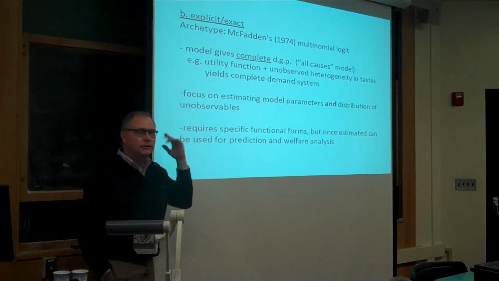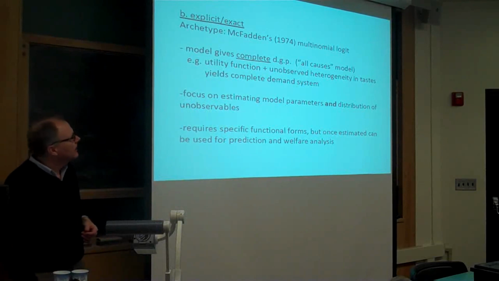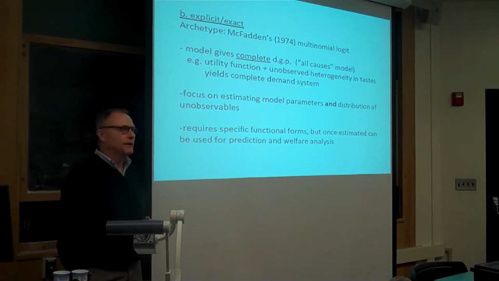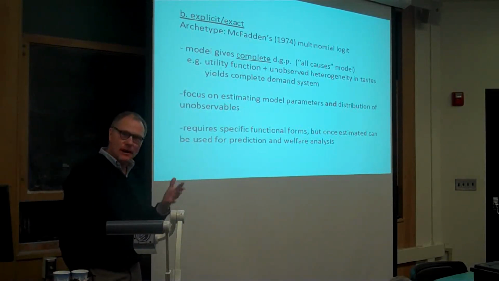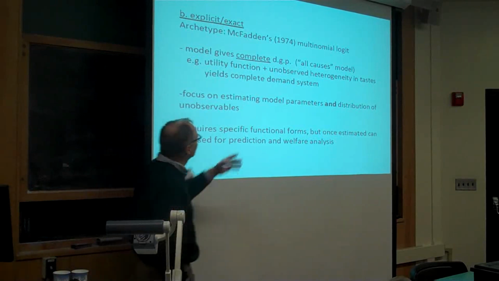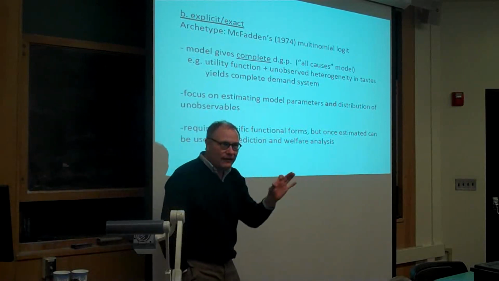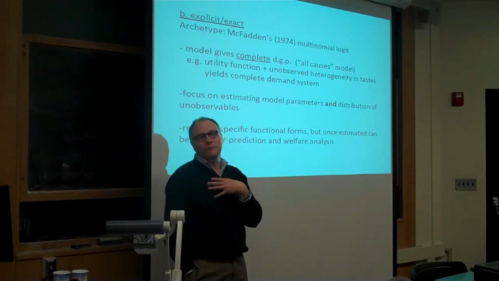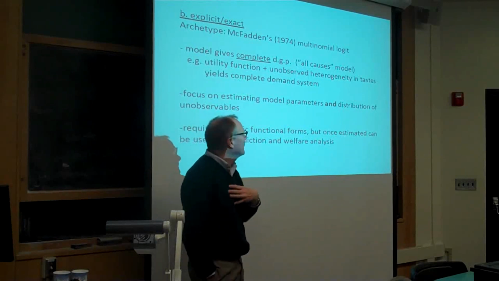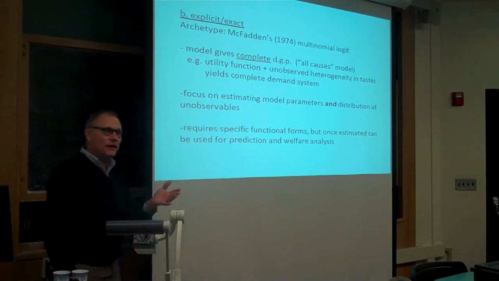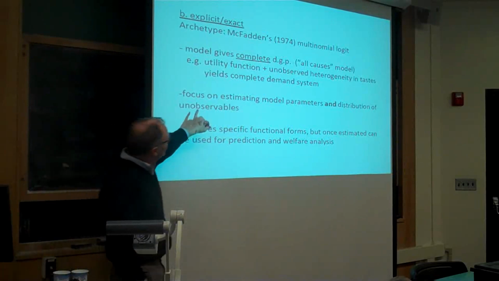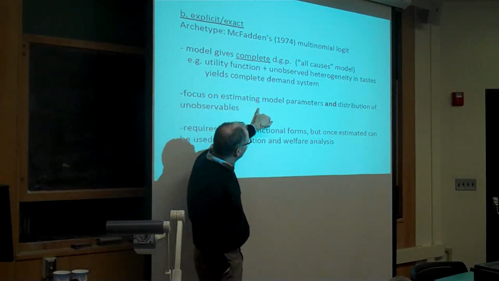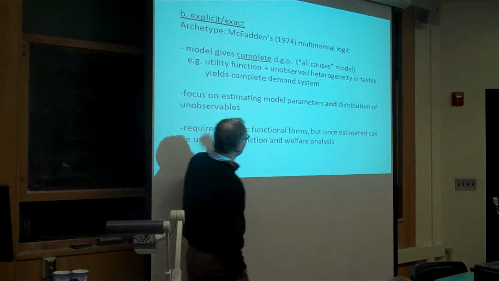In this deep literature on modeling and causality, that's what they call an all causes model, because you're actually taking a stand on all causes. You're taking a stand on the stochastic part that's known by the agent, by the econometrician, my wife's favorite part, as well as the other part that we can measure. And the focus in this kind of work is on estimating both the model parameters and the distribution of unobservables.